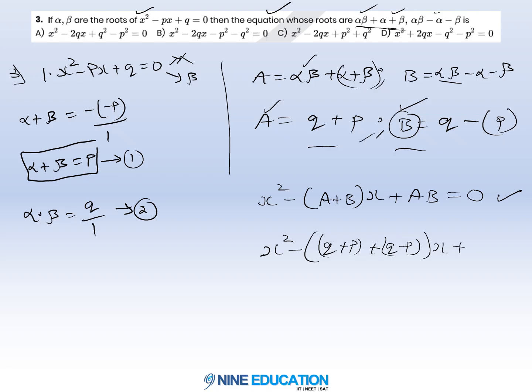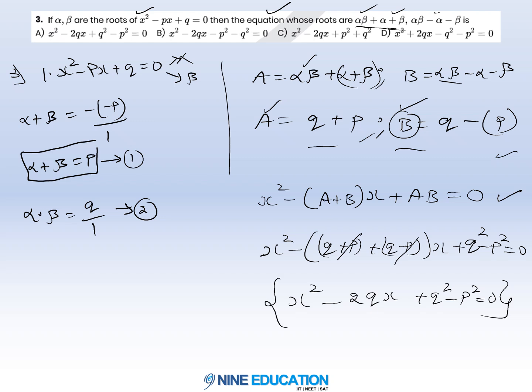What is a into b? q plus p into q minus p. a plus b into a minus b is a square minus b square, so q square minus p square equals to 0. Here plus p minus p gets cancelled. So the final equation will be x square minus 2qx plus q square minus p square equals to 0. So it is option A.